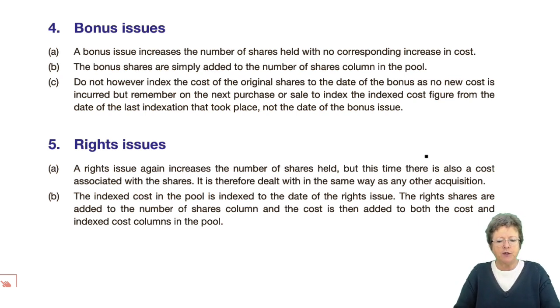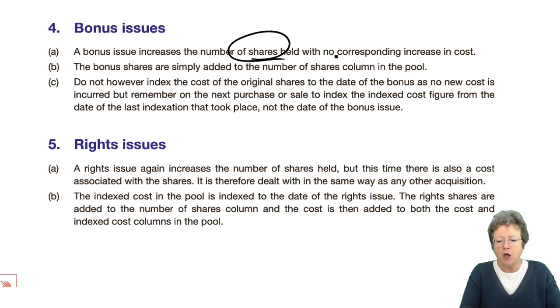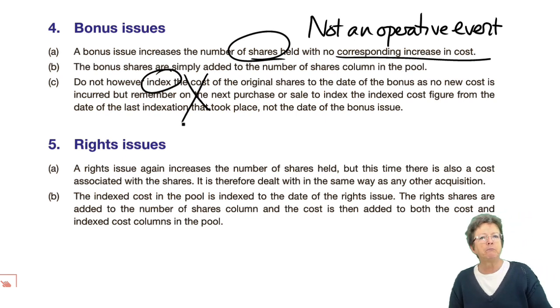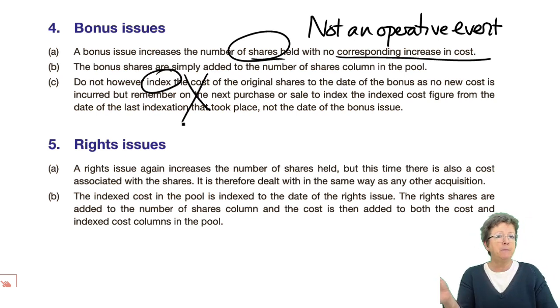The bonus issue simply increases the number of shares held. There's no increase in cost, therefore it is not an operative event. There is no need to index. You just simply add them in because you've just had more shares. It waters down the value of those shares.